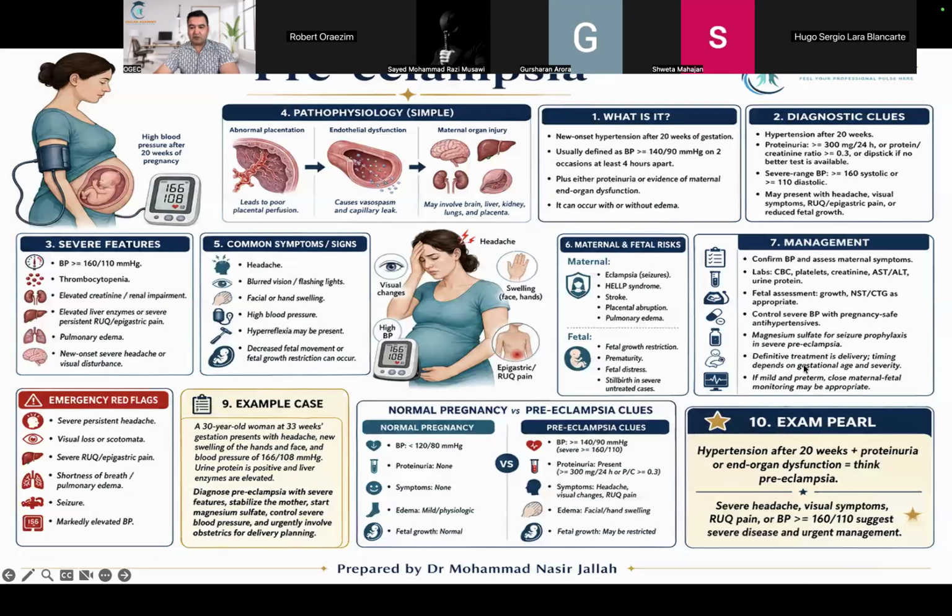If they're asking you about the definitive treatment, it is delivery. It depends on gestational age and severity. If mild and preterm, close maternal fetal monitoring. Normal pregnancy, the blood pressure should be around here, but in preeclampsia, it is this much. Proteinuria none, so compare it with this side.